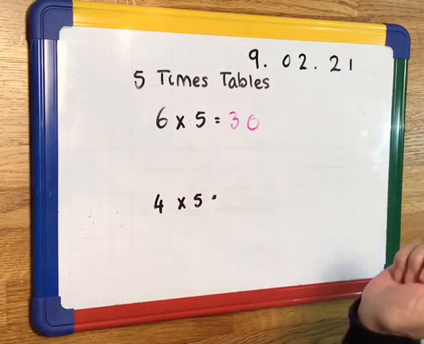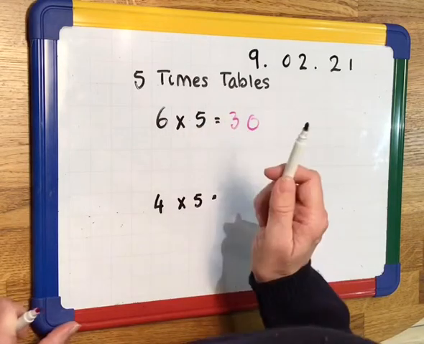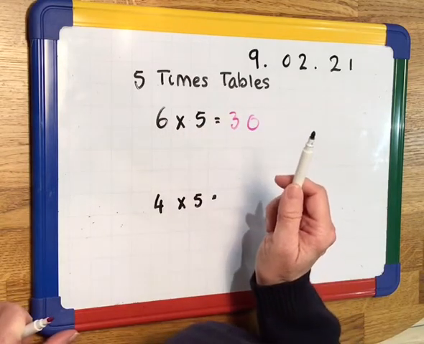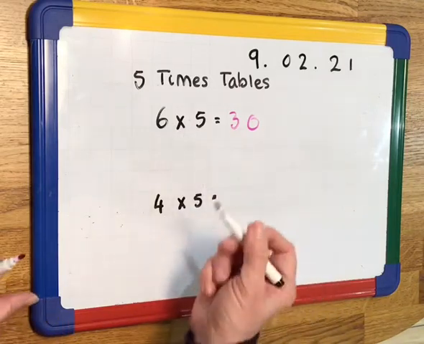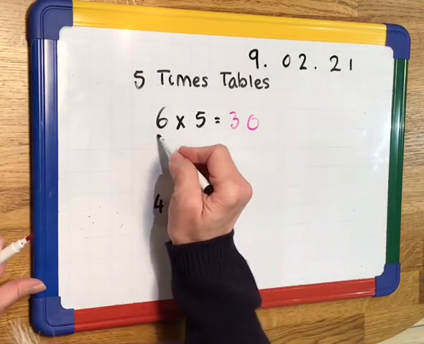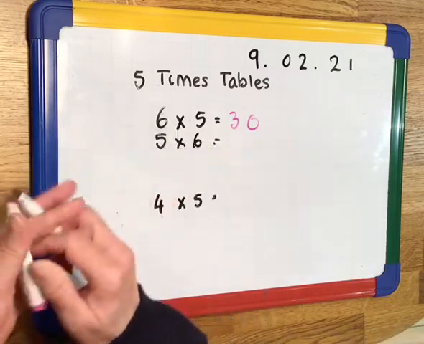Now, do you remember, children, we learned something very special last week. We learned that our multiplications are like our additions and they're commutative. That means I can swap over the digits that I'm multiplying. So if I know that 6 times 5 is 30, I also know that 5 times 6 is 30.